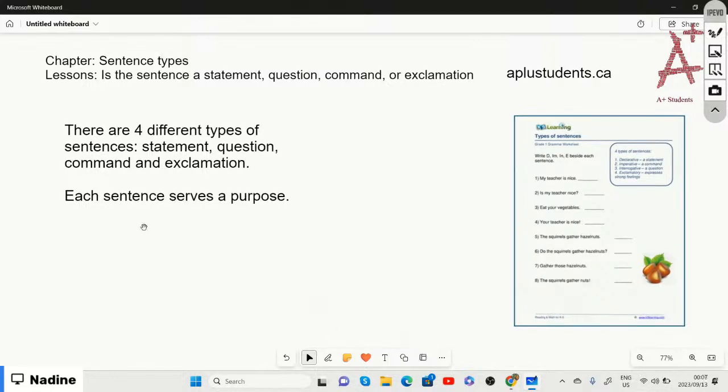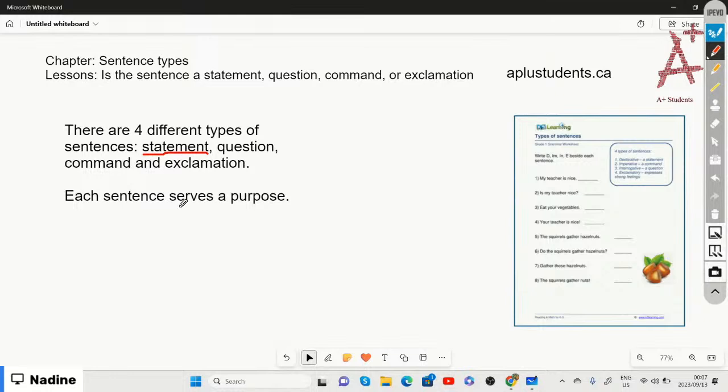With a statement, you are just telling someone about something, and it ends with a period. So if you say, I love my school, that is you telling someone that you love your school. That is a statement and it ends with a period, which is a full stop. Then we have a question.